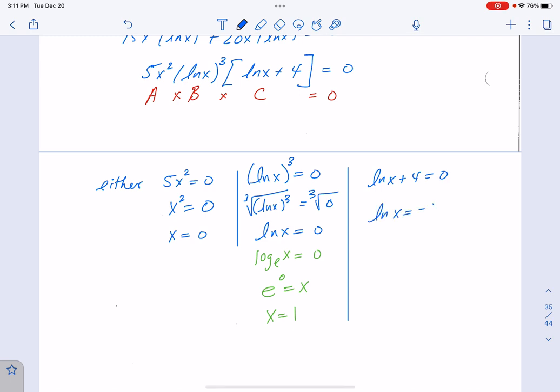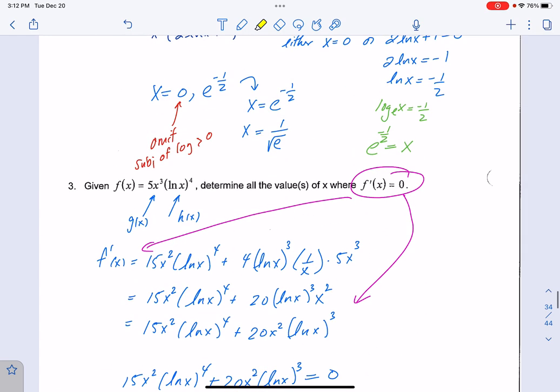And my last one is ln x plus 4 equals 0, in which case it's ln x equals negative 4. Remember, this is in logarithmic form. So if I want to change it into exponential form, it'll be e to the negative 4 equals x. And that is an answer. That's 1 over e to the 4. So now I need to check the validity of my answers, which there are 3.